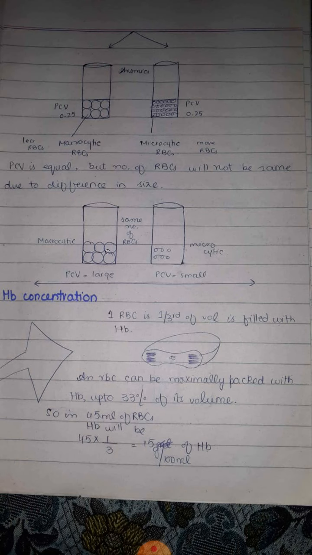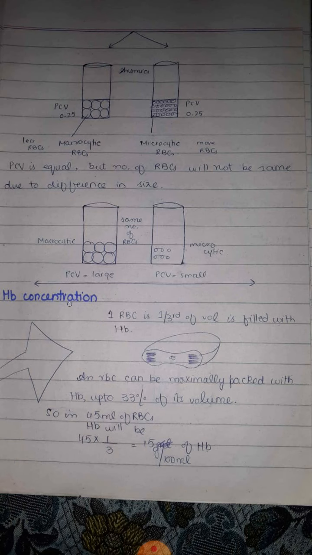Now here we can see that again we have two containers. In both the containers the number of RBCs are same, but now the packed cell volume is not same, because here RBCs are large and the volume occupied by RBCs is large, so the packed cell volume is large. But here, due to small size of the red blood cells, despite the number is same, the volume occupied is not same, so the packed cell volume will be small.